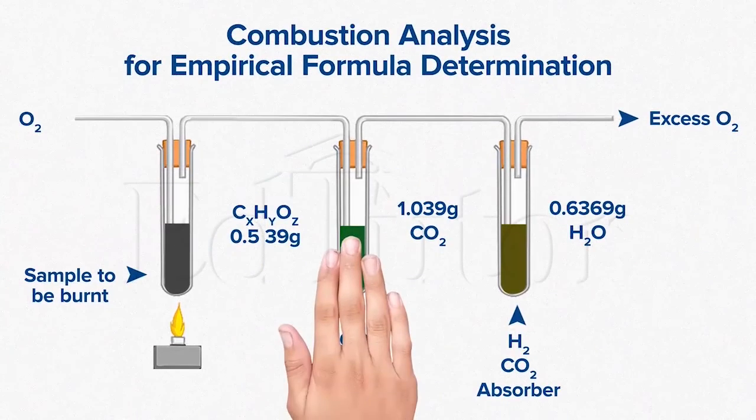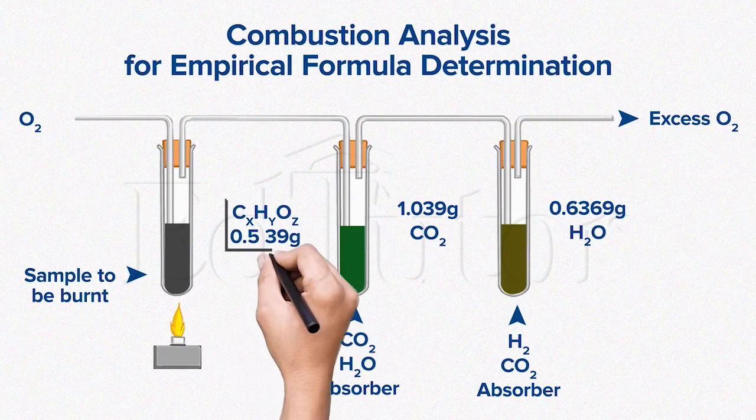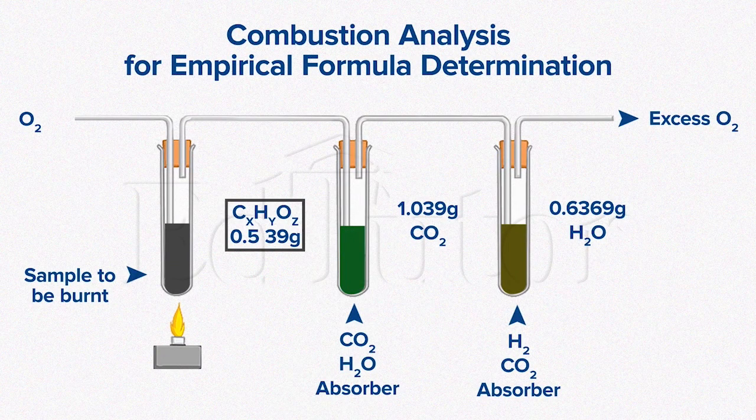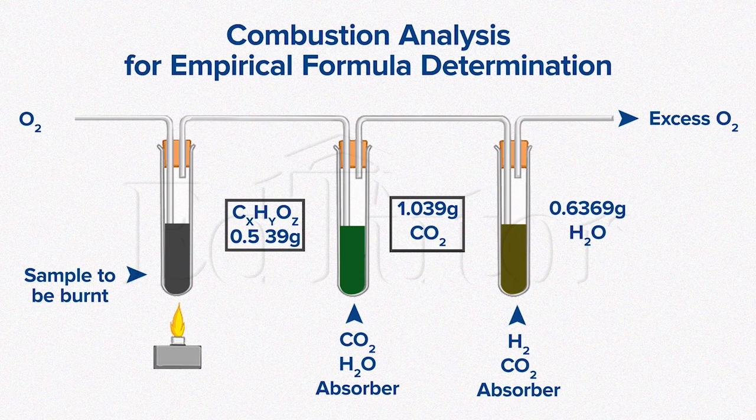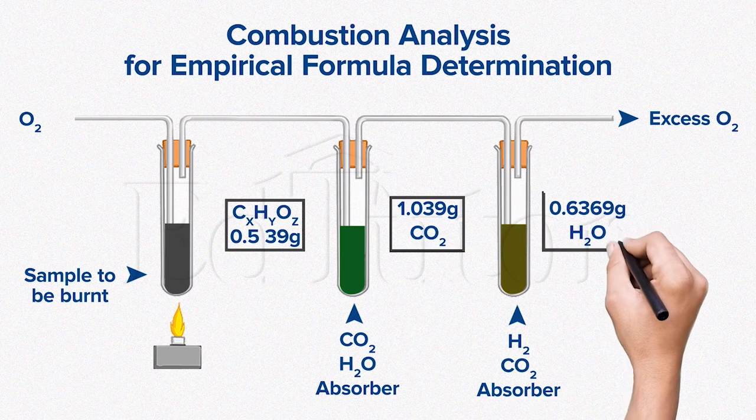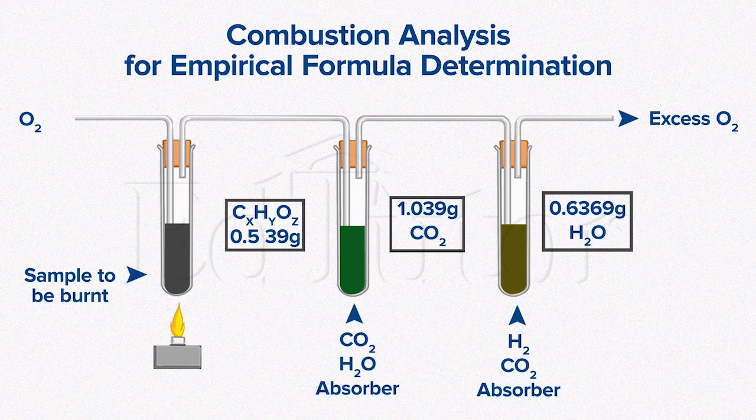A sample of liquid consists of carbon, hydrogen and oxygen. It is subjected to combustion analysis. 0.5439 gram of the compound gives 1.039 gram of carbon dioxide and 0.6369 gram of water. Let's determine the empirical formula of this compound, shall we?